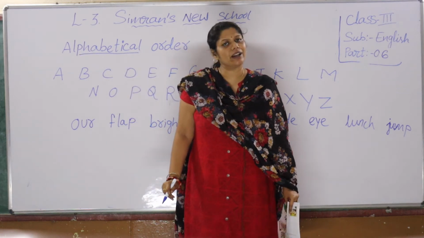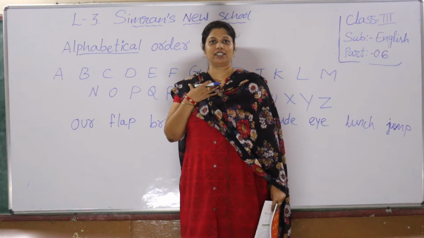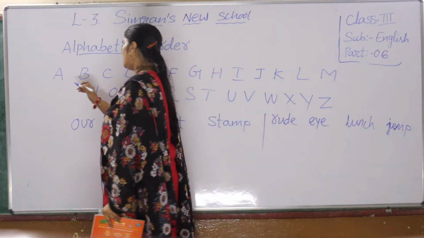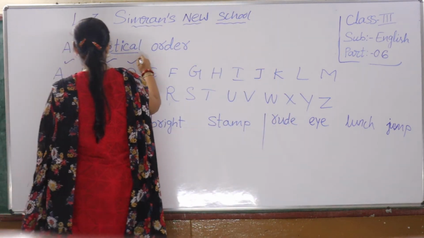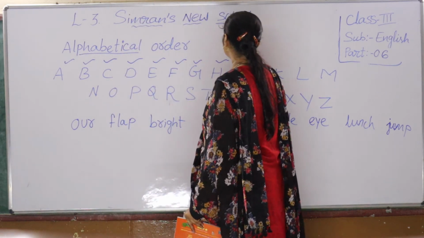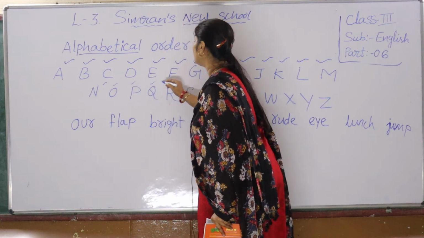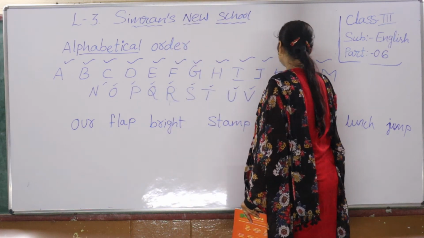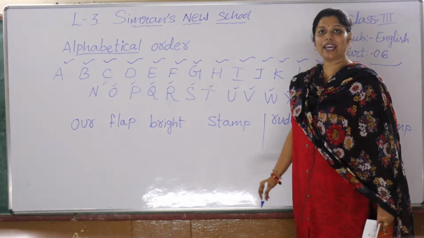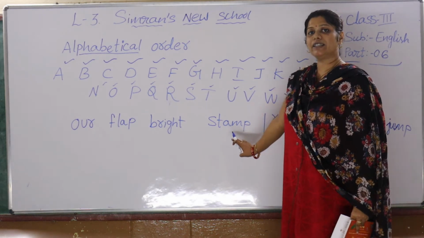What is alphabetical order, children? Our alphabets in English, what are those? A, B, C, D, E, F, G, H, I, J, K, L, M, N, O, P, Q, R, S, T, U, V, W, X, Y and Z are our alphabets in English.